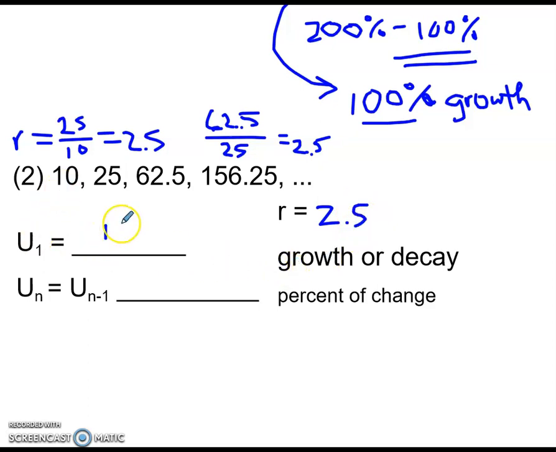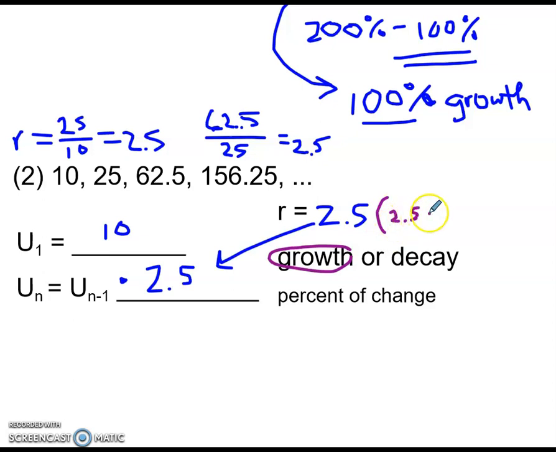U of 1 is 10, and U of n equals U of n minus 1 times 2.5, which again is the R value, which means common ratio. The answer is going up, so again we have a growth problem. To find the percent of change, hopefully you remember to take the 2.5 and multiply it by 100 percent, and that's going to give me 250%.